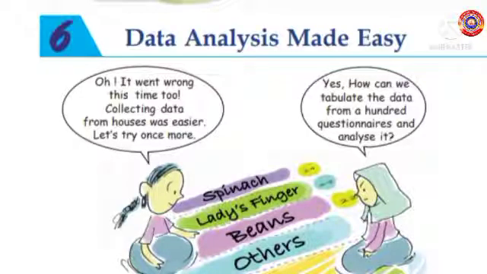Oh, it went wrong this time too. Collecting data from houses was easier. Let's try once more. The other girl said, yes, how can we tabulate the data from 100 questionnaires and analyze it?